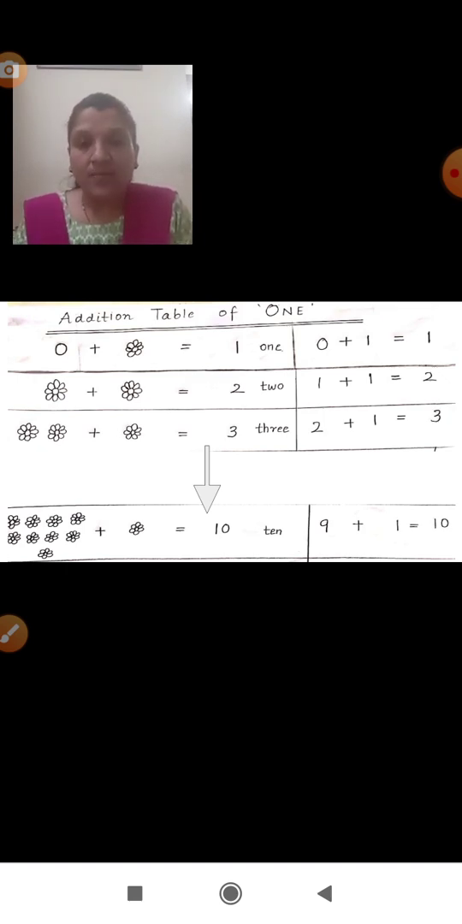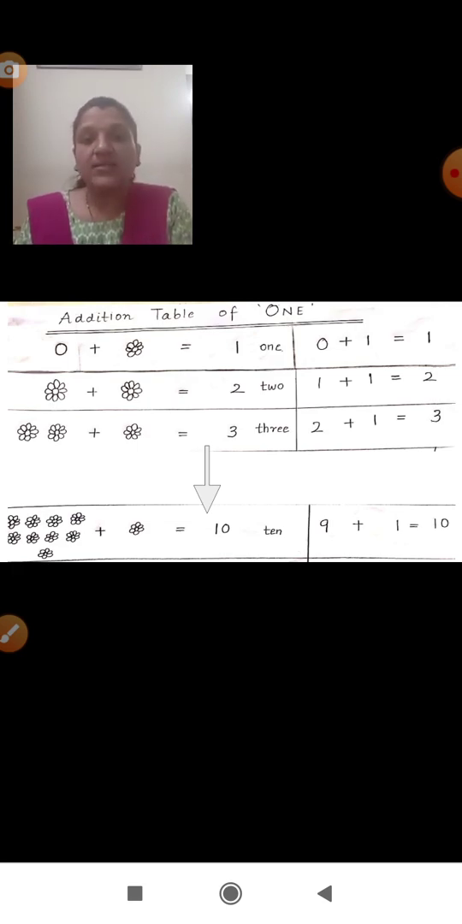Come to the next row. Here you see 2 flowers plus 1 flower equals to 3. T-H-R-E-E, 3. And in the next column, you will write it in numbers. 2 plus 1 equals to 3. Now the fourth row, I have not shown here, but you have to continue this till the last row, which I have shown here.